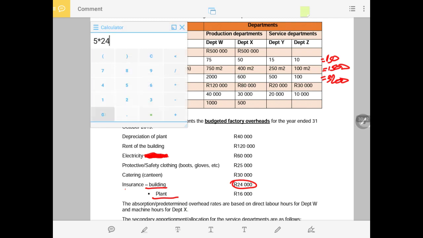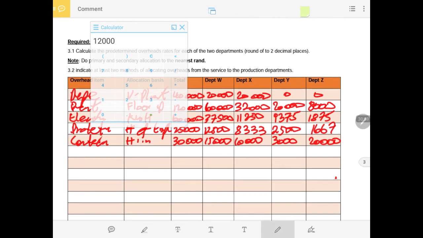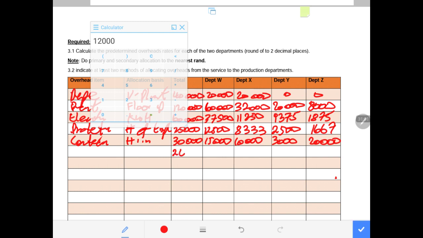We have 750 divided by 1.5 equals, multiply this by 24,000. Then 12,000 will be allocated now to the first department, of which our total cost that we are allocating is 24,000, and 12,000 comes here.